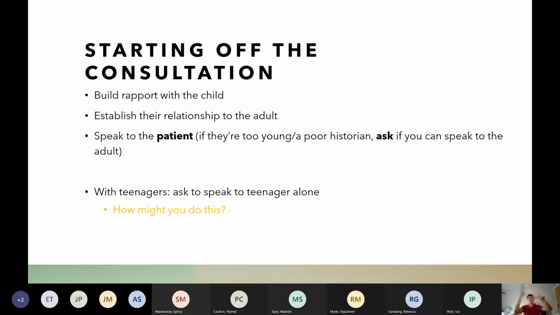So before we even get to doing our history, it's important you start off the consultation right. So the thing about children is you need to really work at building rapport with them. I think everyone in an OSCE will be like, oh, I like your shirt, or that's really cool, would you like a sticker, that kind of thing. Treat the child with respect, speak to them first because they're the patient, and then get on with the rest of it. Always worth establishing their relationship to the adult in an open way. So don't go, are you mum, are you dad? Because you will make unfortunate mistakes and that will already set you off at a bad start.